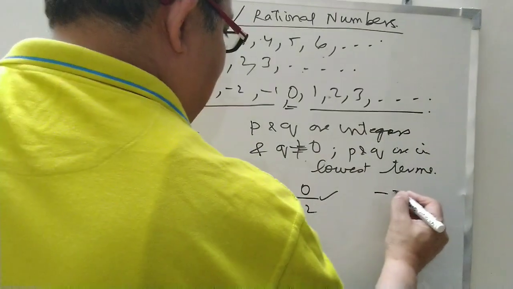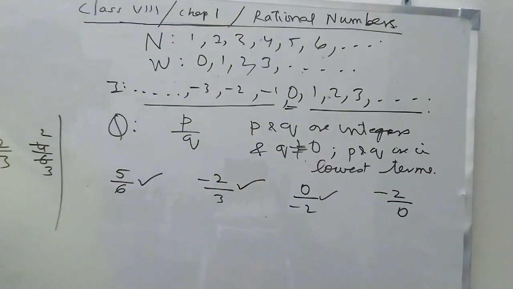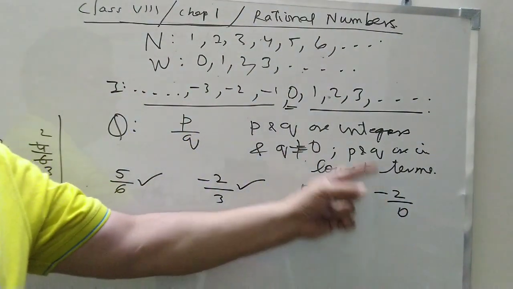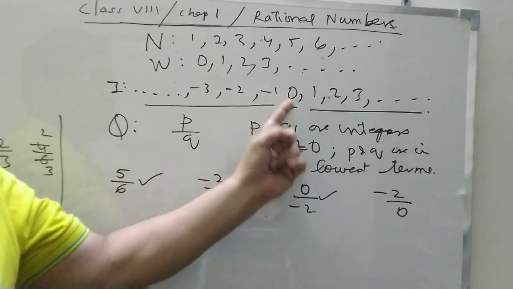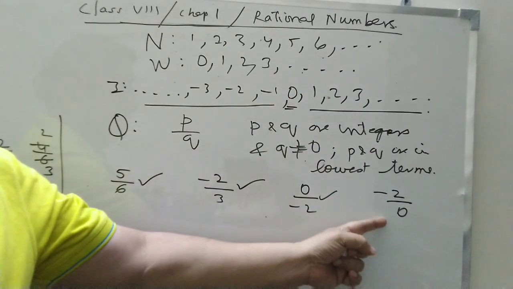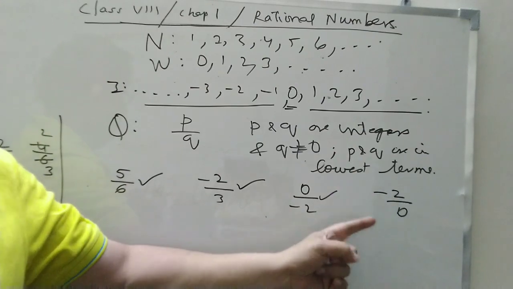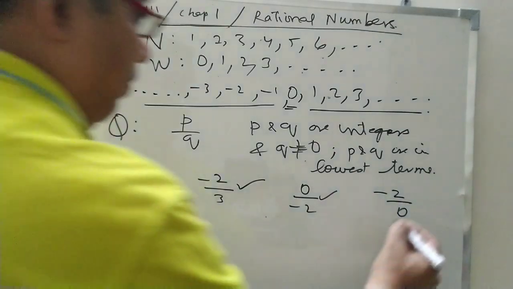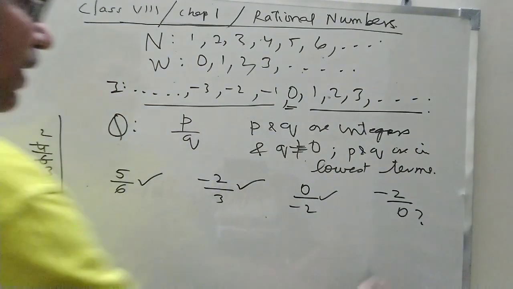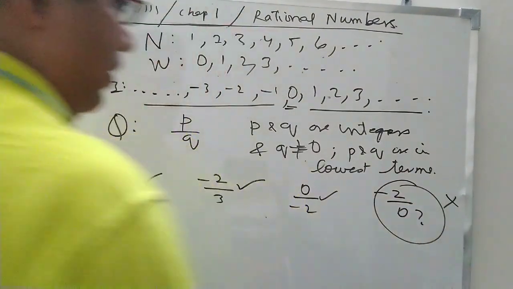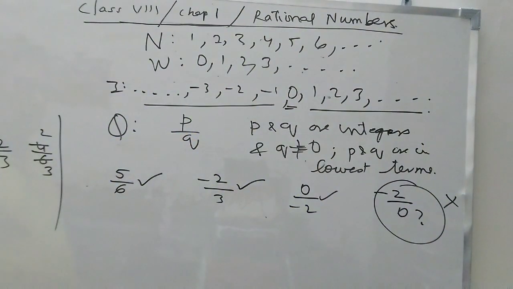Now suppose I take minus 2 by 0. Now minus 2 is an integer? Yes. 0 is an integer? Yes. But I had said what? The denominator cannot be equal to 0. So there is a problem here. So obviously, is this a rational number? No, this is not a rational number. So how are we going to identify whether a number is rational or not? This is the way we will identify. Good.